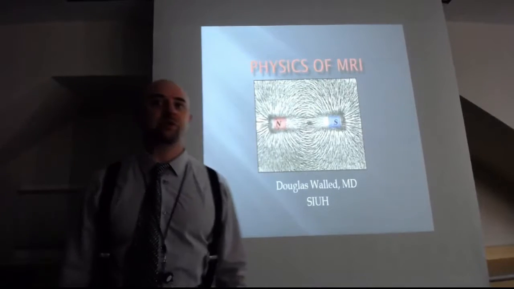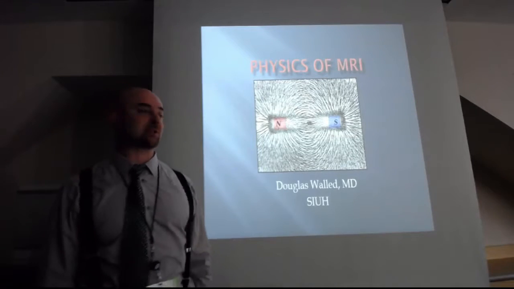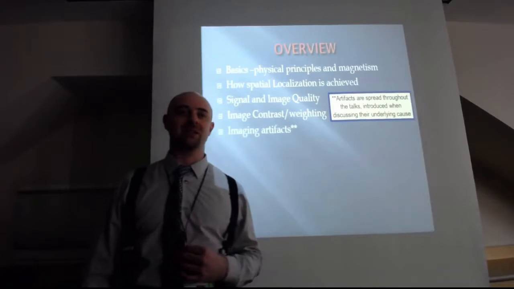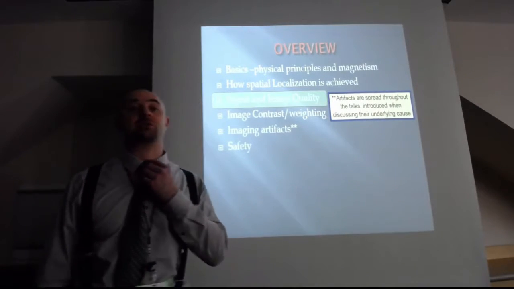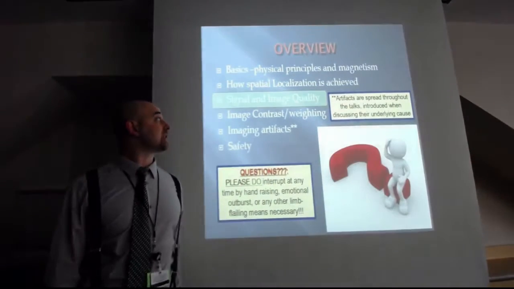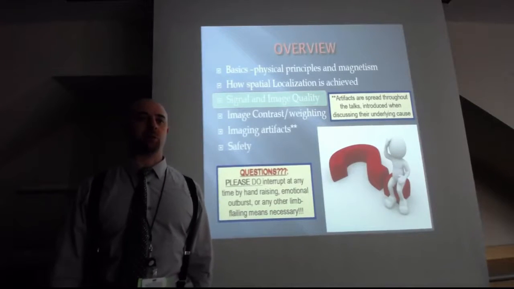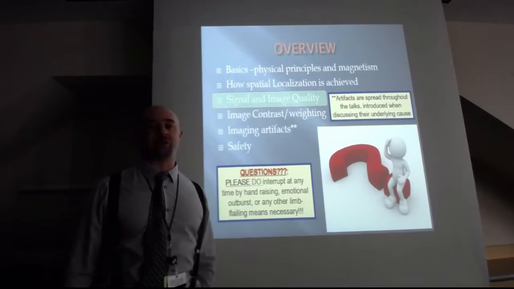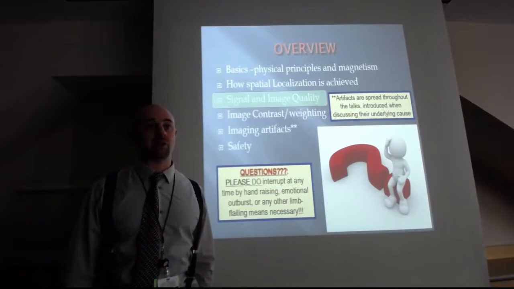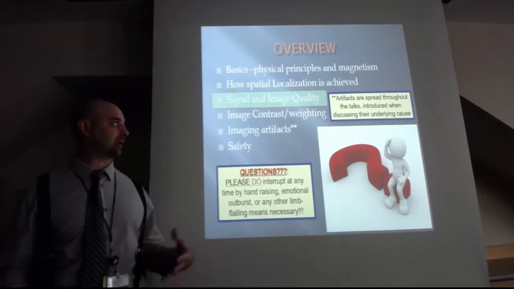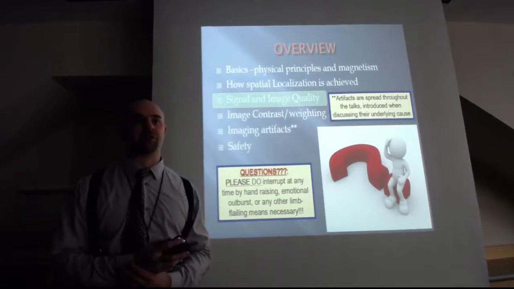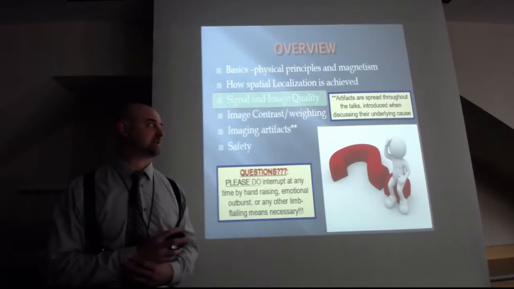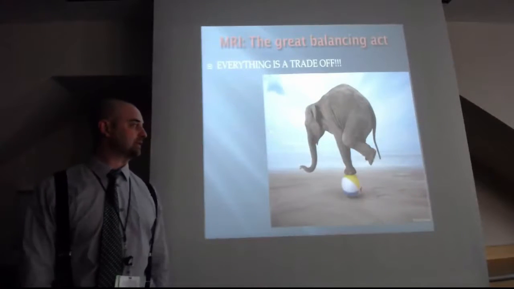We're going to start today the third in our series of MRI lectures. We already went over the basics. Last week you saw how spatial localization is achieved in MRI, and today I want to talk a little bit about the signal that you're getting from the MRI and what that means for imaging quality, and also how you approach modifying or changing the signal. Of course, as always, if you have any questions, feel free to interrupt at any time and ask questions.